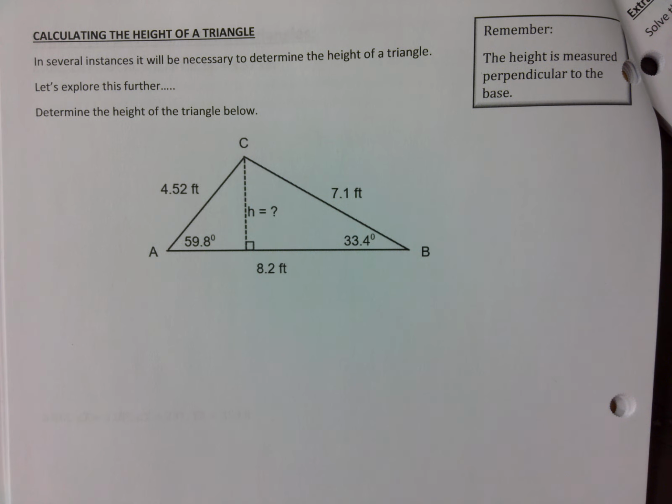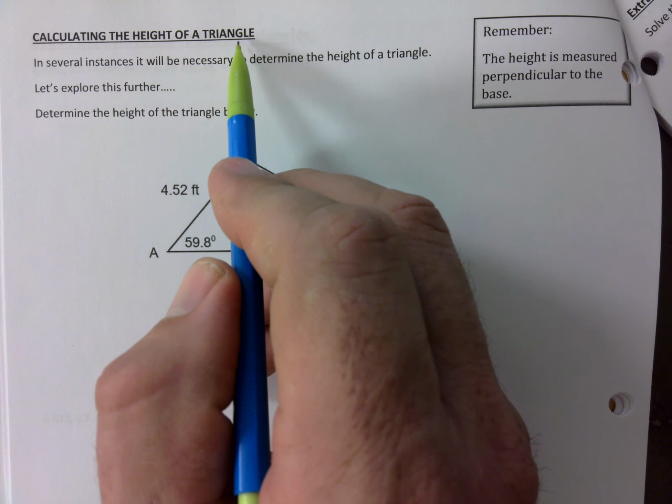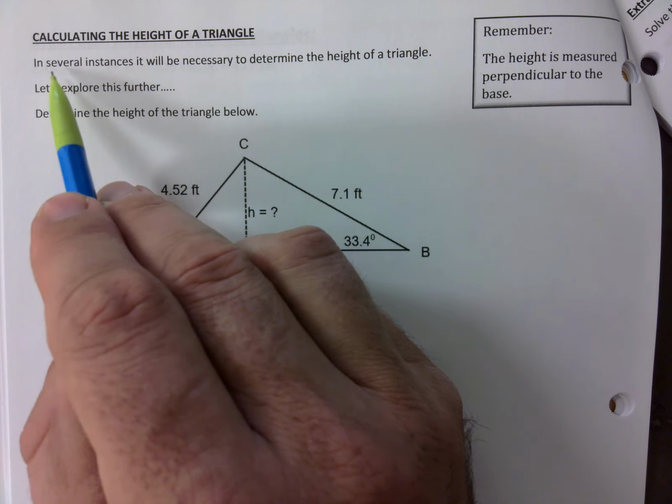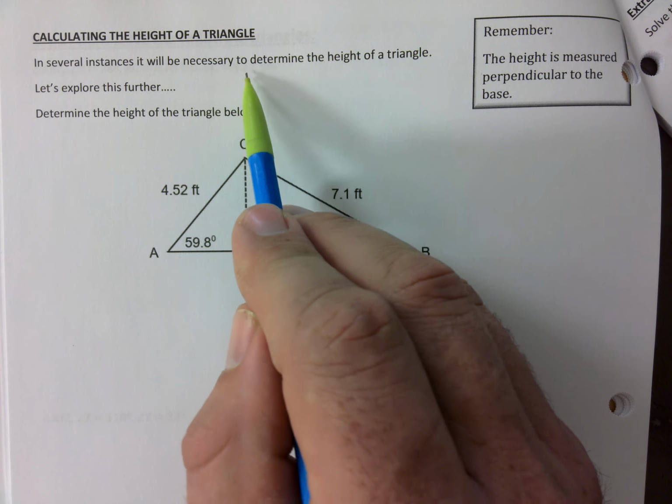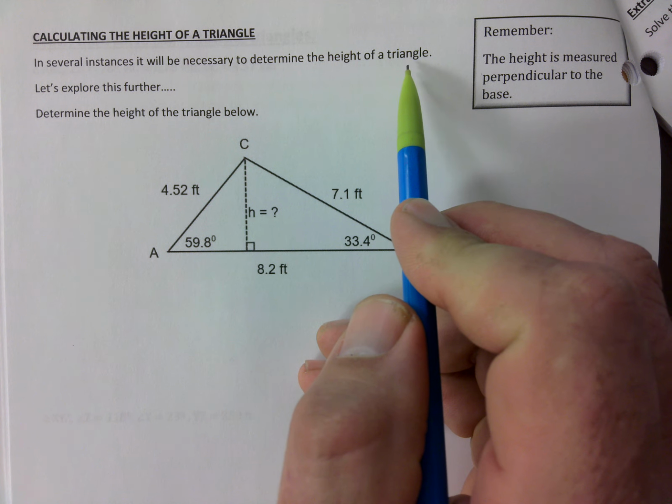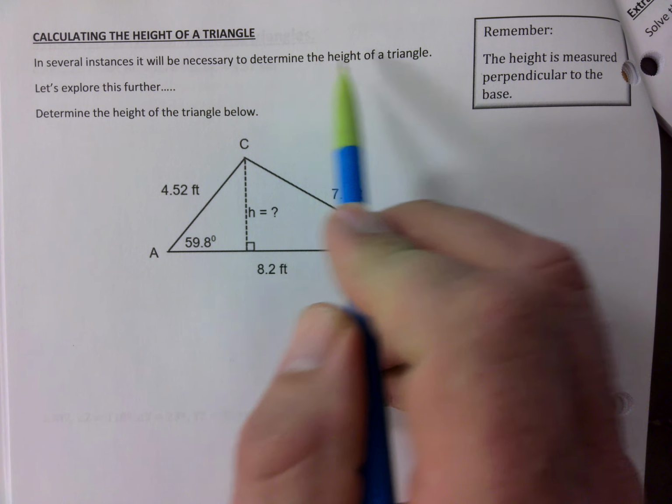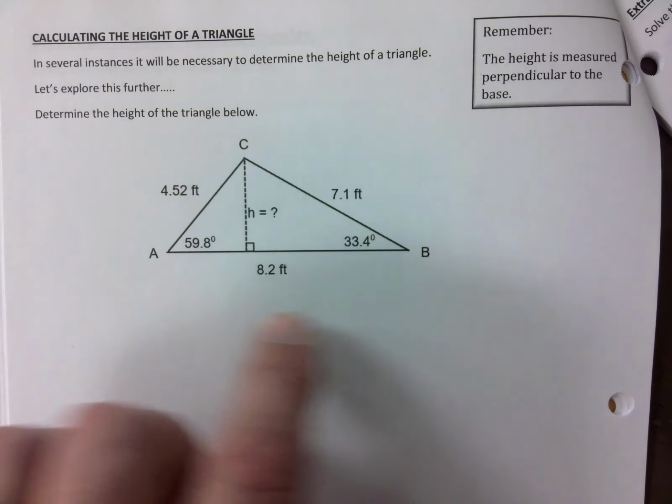Okay, I'm going to use at least 3 different colors to just illustrate this. I think it just makes it a lot easier to look at later. So when we're calculating the height of a triangle, why would we want to do that? In several instances, it will be necessary to determine the height of a triangle, right? We're going to explore this a little further, determine the height of this triangle below.